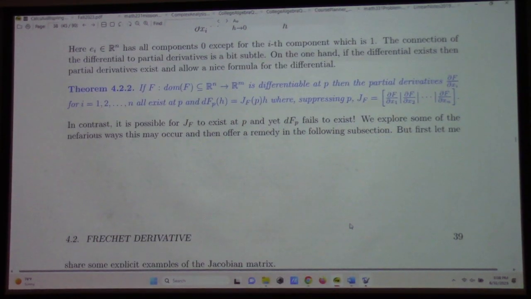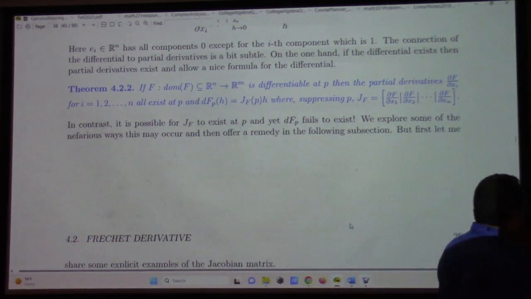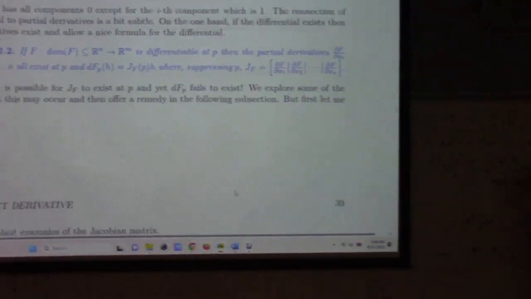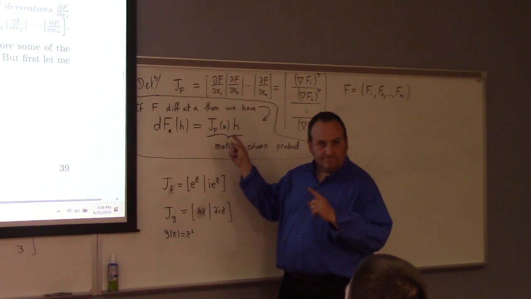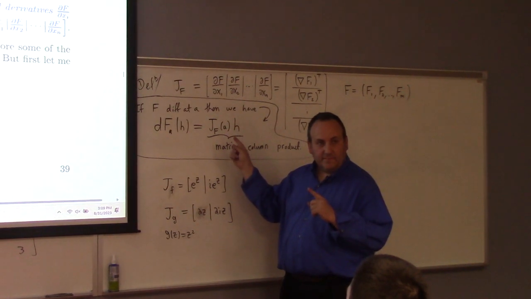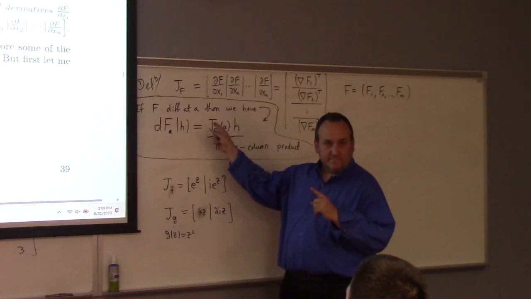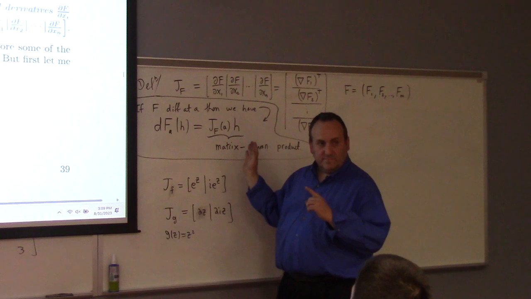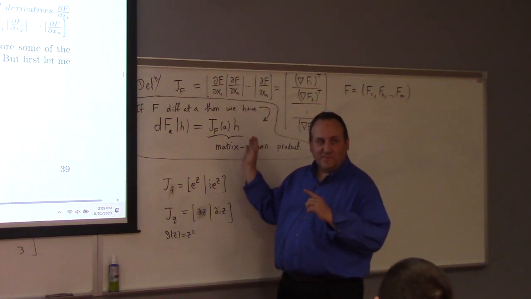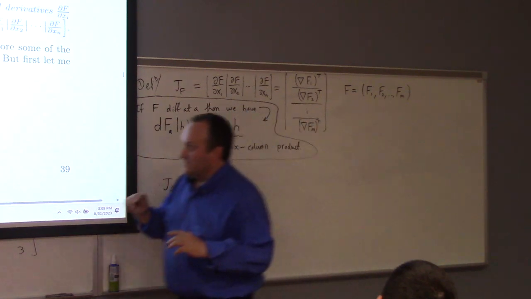Now I have to answer a more technical question. The more technical question is this. If the partial derivatives exist, does that imply that the function is differentiable? In other words, what's the converse to this theorem? And I need to show you some cautionary examples on what happens to us when we try that.